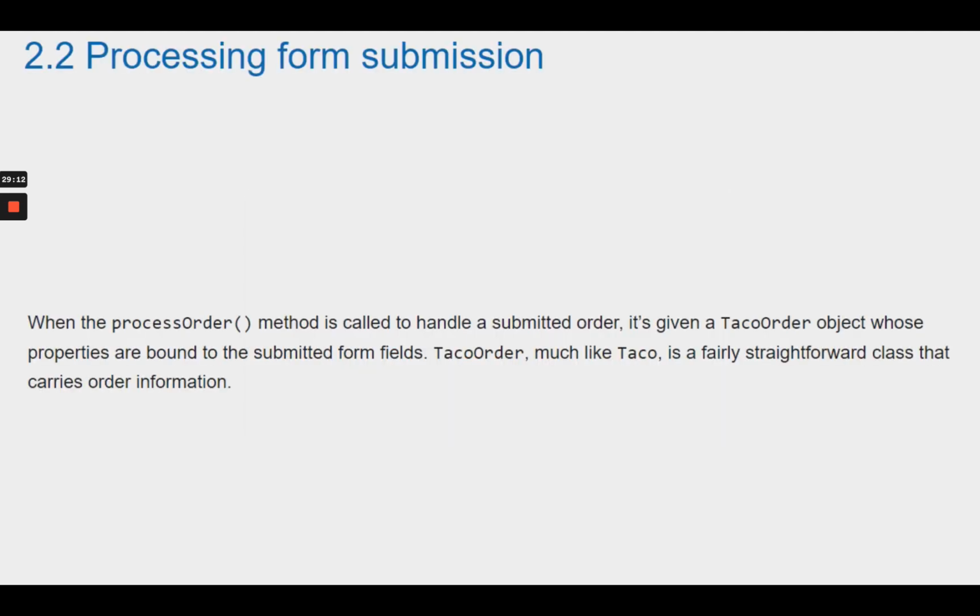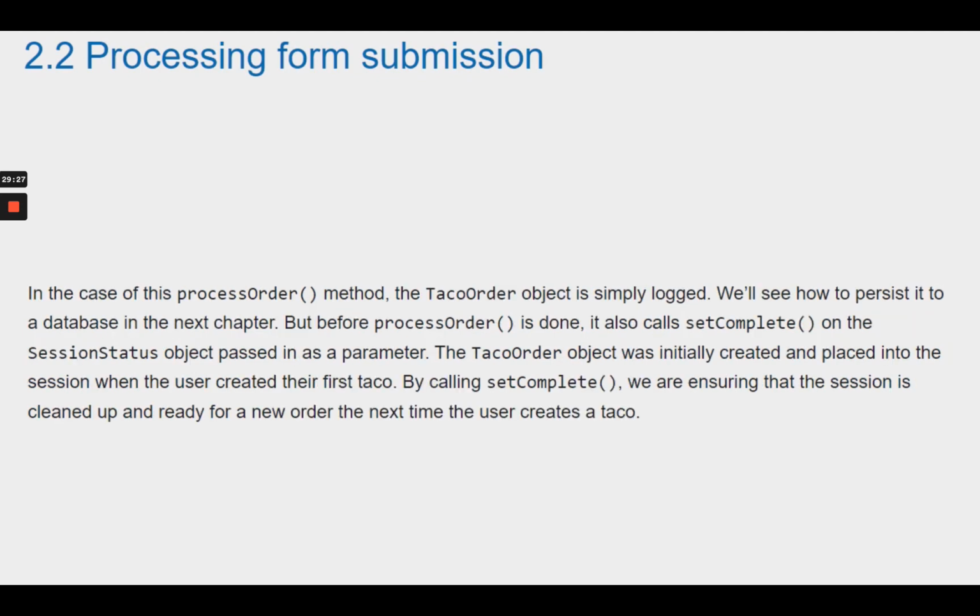When the processOrder method is called to handle a submitted order, it's given a TacoOrder object whose properties are bound to the submitted form fields. TacoOrder, much like Taco, is a fairly straightforward class that carries order information. In the case of this processOrder method, the TacoOrder object is simply logged. We'll see how to persist it to a database in the next chapter.